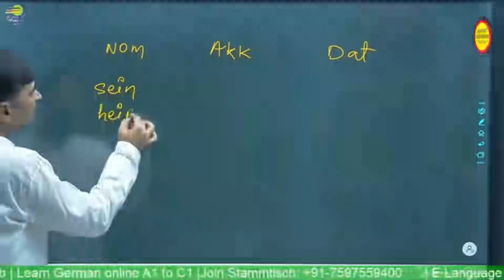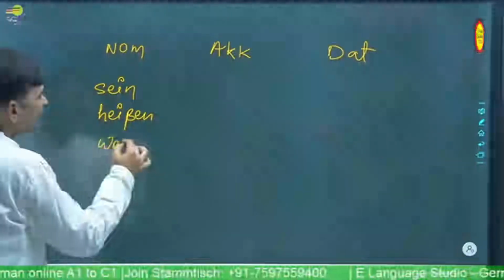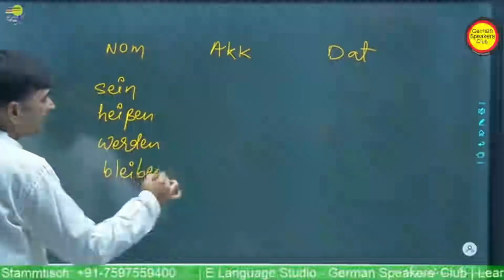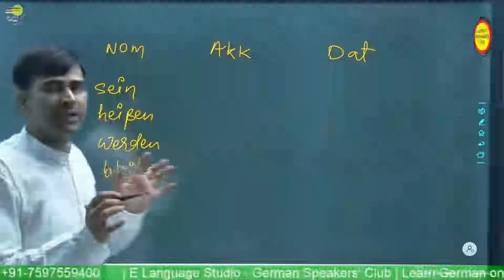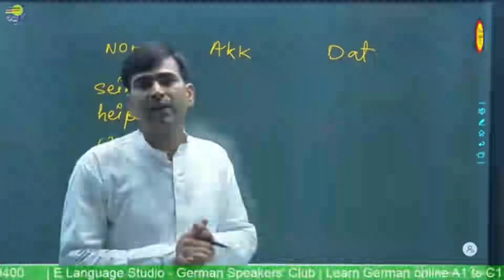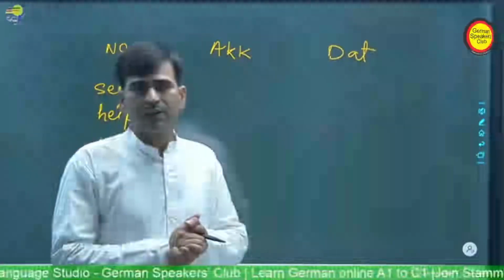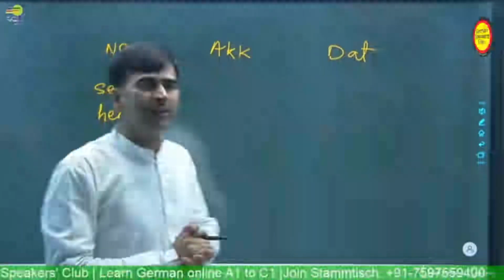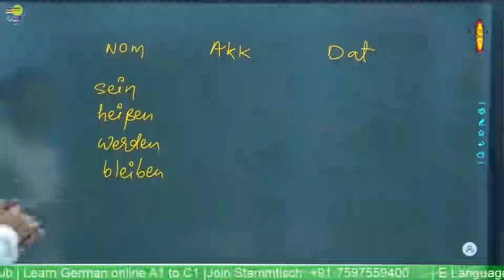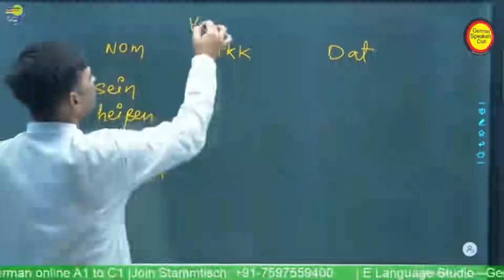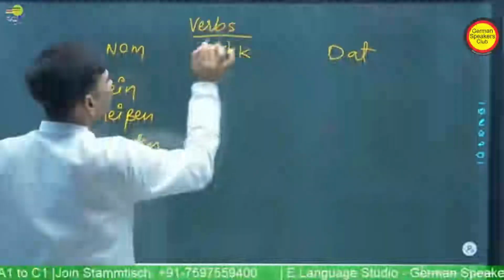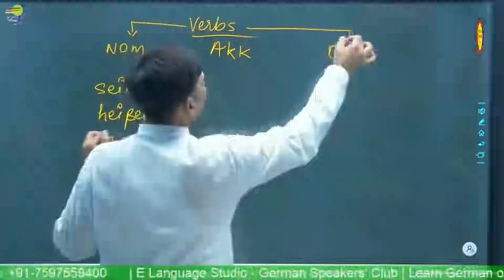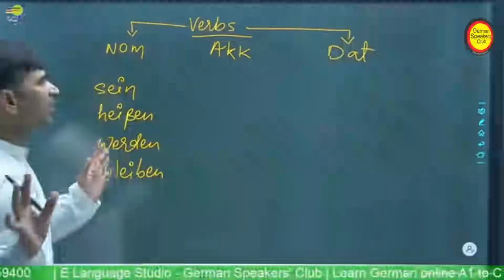So in the nominative case, in German we have just 4 verbs and only 4 verbs, and these are sein, heißen, werden and bleiben. These 4 verbs in German you have to memorize, and then your nominative thing is over for the time being. You'll have to just understand these 4 verbs and they will stay forever 4 verbs. These are the nominative verbs.